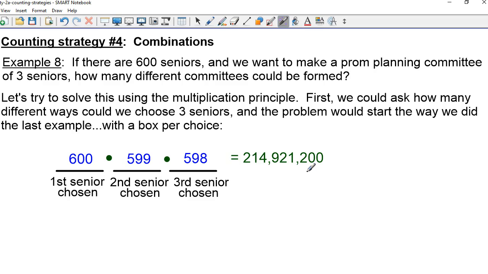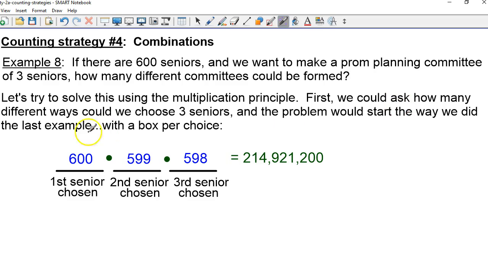Okay, let's take a slight variation of this. Let's say we have 600 seniors, and we want to make a prom planning committee of 3 seniors. How many different committees could be formed? This situation actually is the other one called combinations, and we'll see why. Let's try to solve this using the multiplication principle like we did with permutations at first.